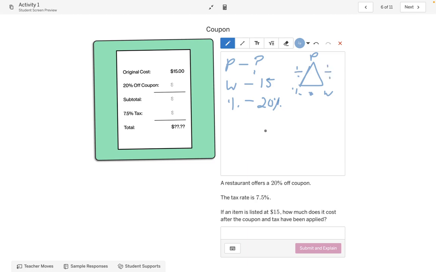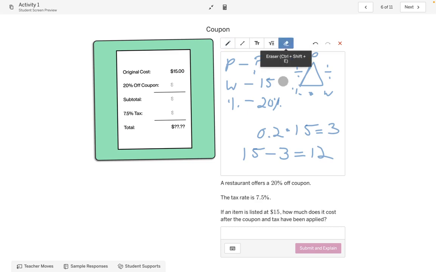And I'm going to do 0.2, which is the percent as decimal, times 15, which works out to $3. So $3 is what's coming off. So therefore, I could just do 15 minus the 3, which would give me 12. 12 is my subtotal. Now, we could have done this a different way, and I'll show you how.